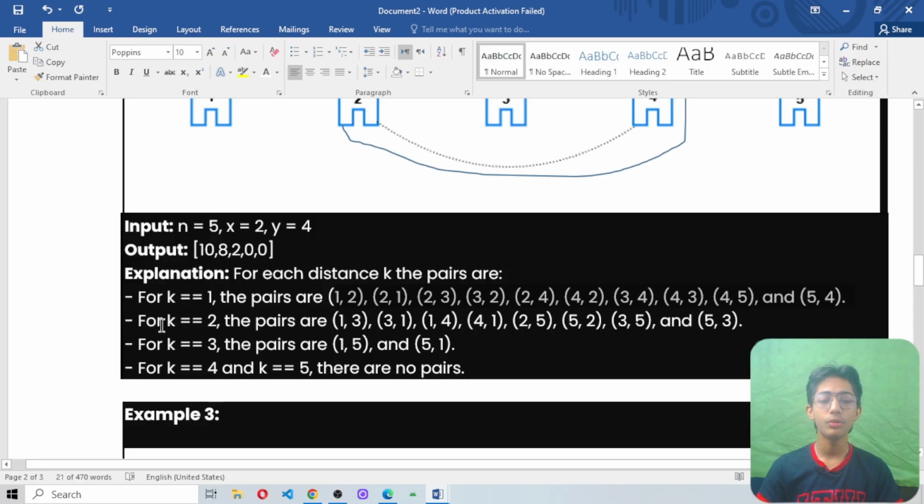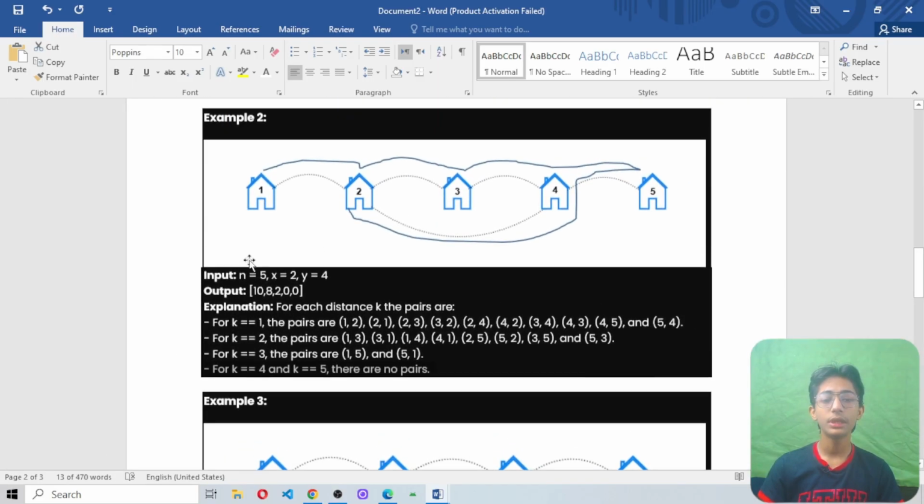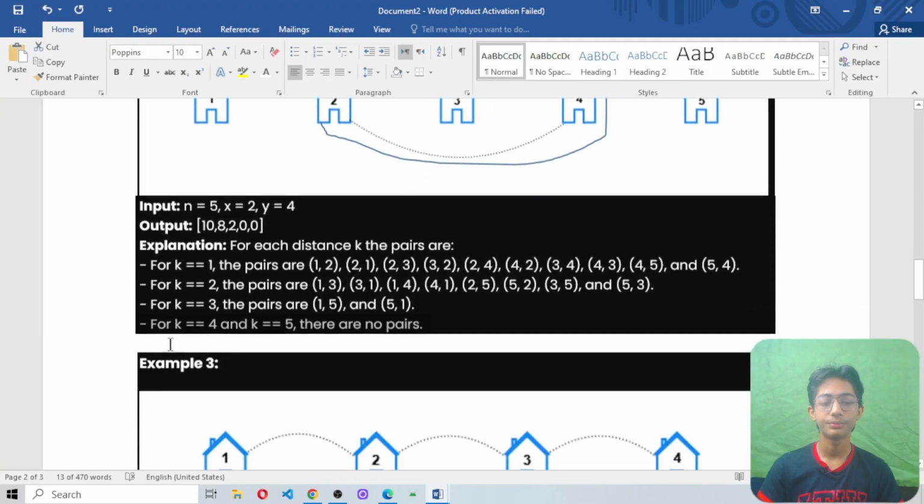And in the number 2, for k2 the pairs are 1 3, 3 1, 1 4, 4 1, 2 5, 5 2, 3 5 and 5 3. And for k3 the pairs are 1 5 and 5 1. And for k4 and k5 there are no pairs. Okay, so that's why the output has been coming like this: 10 8 2 0 0.